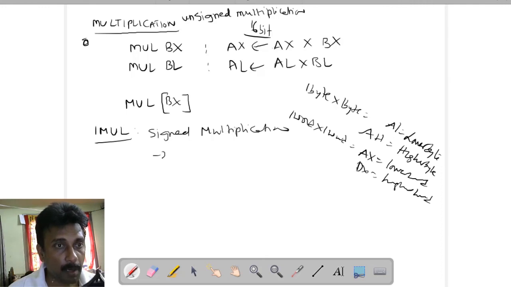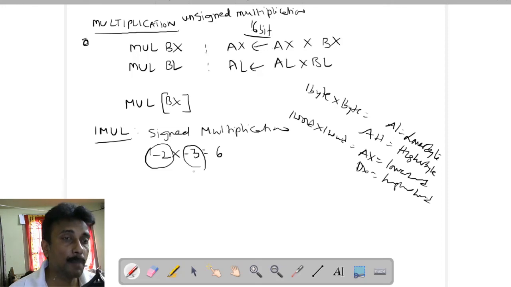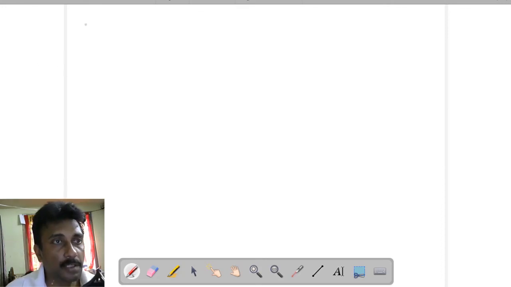Suppose you want to multiply minus 2 into minus 3, then the result is of course positive. This minus 2 will be represented in 2's complement form, and minus 3 will also be represented in 2's complement form. Then the operation will be done internally with the IMUL instruction. So like that you can use the IMUL instruction. Next one is the division operation.